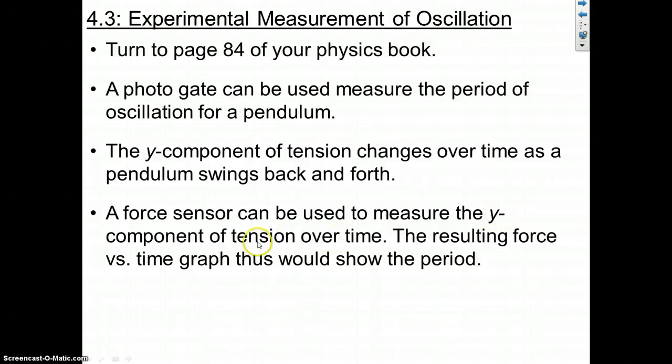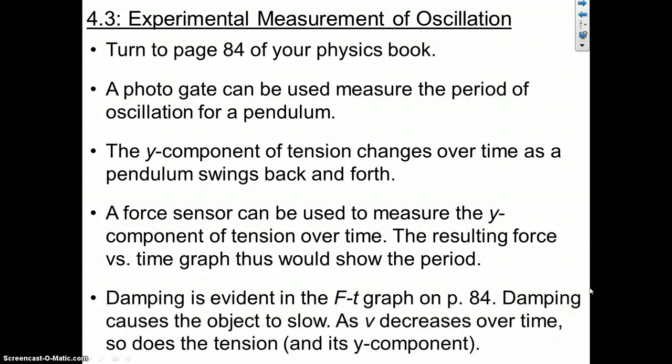and that's going to occur when we pass through the 0 position, because that's when all of the tension is in the Y component. And we can use successive force maximums, successive peaks or crests of the force time graph, to identify how much time is passing between 0 positions. And that can allow us to calculate the time period, the period T. So we're going to do this experiment. We're going to actually do this in class.